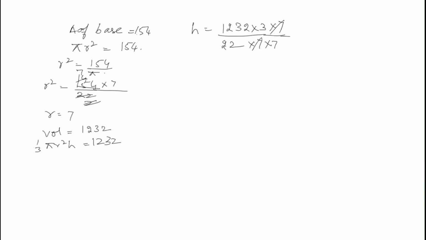The 7 will go. Then 11 twos are 22, 11 ones are 11, then 22. Again 11 ones are 11, 11 twos are 22. Then 2 fives are 10, 2 sixes are 12, 7 eights are 56. So h equal to how much? h equal to 24.